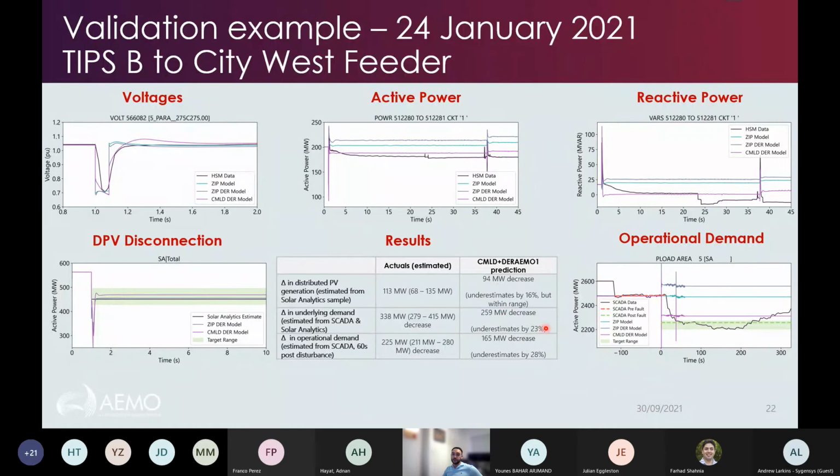I purposely didn't want to go with a really good case because what I really want to show is that it's still a work in progress. And then you've got your operational demand as well, which underestimates by about 28%. But again, a lot better than if we were to use the ZIP and the ZIP-DER models. So this is one of the more, I guess you could say, worst case scenarios, but still an awesome result. Overall operational demand decreased from 2,600 to 2,350 as estimated by the PSSE models, whereas we think it's somewhere in the region of, say, 2,250. So it might be 100 meg off or so.